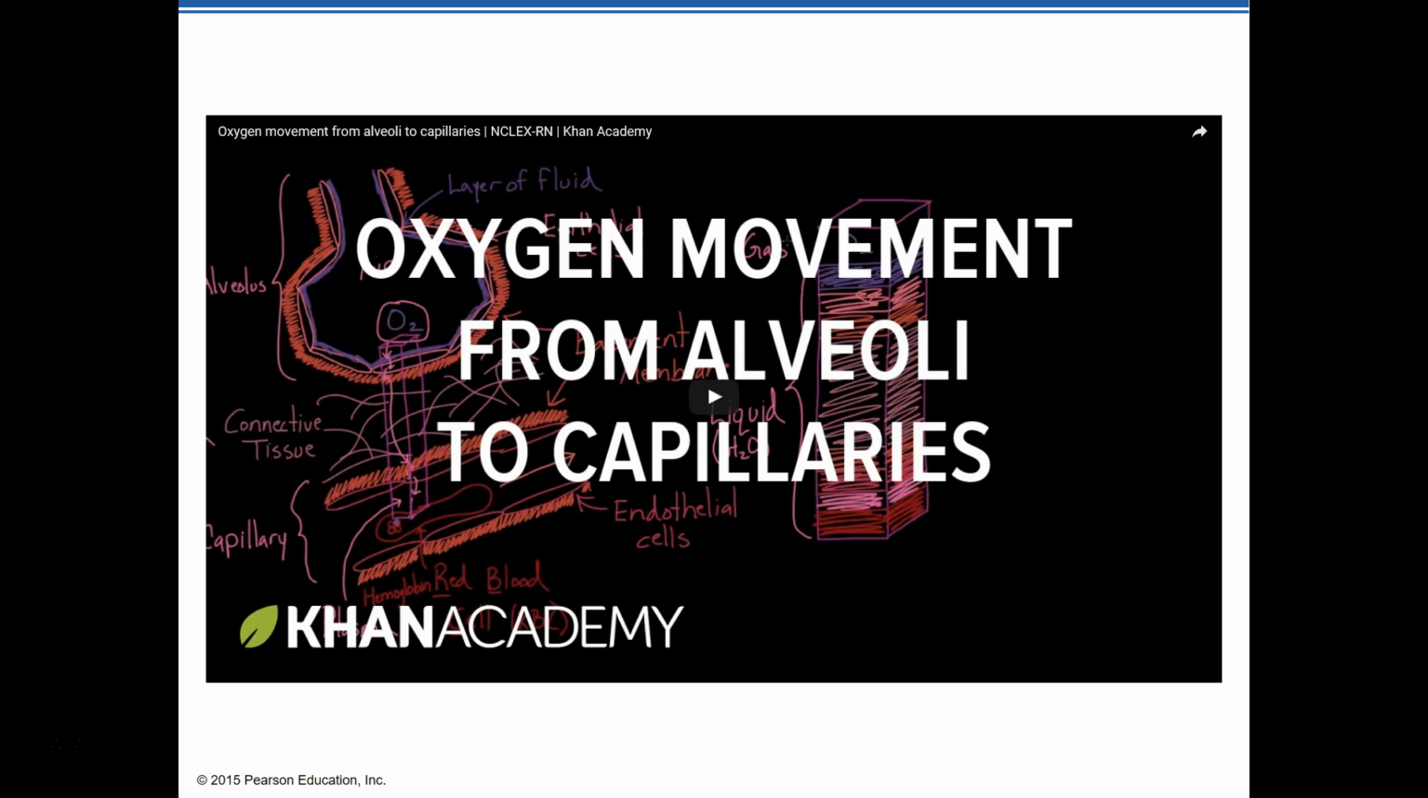I want you to get an idea of how oxygen gets from the inside of the alveoli of the lung as a gas form. Remember, these gases can actually penetrate into liquids, right? We've talked about that before. And that's what it's going to do here. It's going to go from a gas form through a liquid and attach itself to a red blood cell. So let's give it a watch.